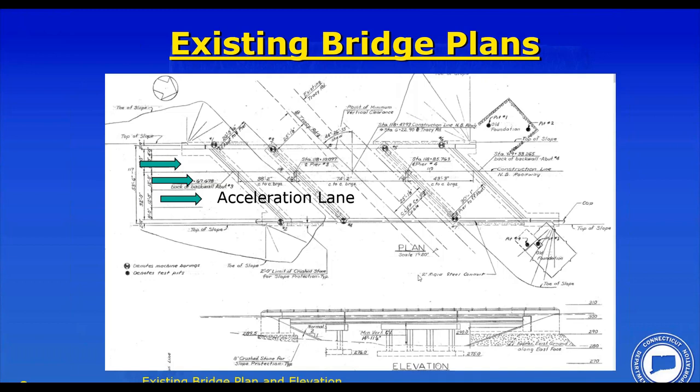Again, a plan view of the existing bridge. These are taken from the original plans, showing the arrangement of 3 lanes on the bridge. One is an acceleration lane and 2 of them are the interstate lanes. Elevation of the bridge showing fairly standard framing and fairly standard geometry with a skew of approximately 45 degrees.